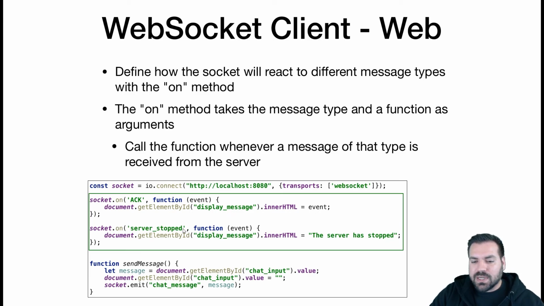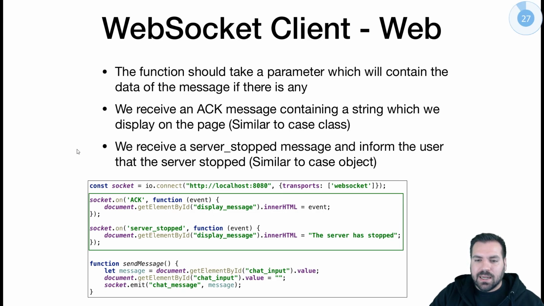If we receive a message of type server stopped, which we don't expect any information to occur there, we're just going to edit some HTML and display some message to the user. But the important part: on some message type, call this function. So this is code that's running conditionally each time we receive a message of that particular type. Where again, ACK, we expect information in event. We expect it to be a string. Just for this class, we're only going to use strings.